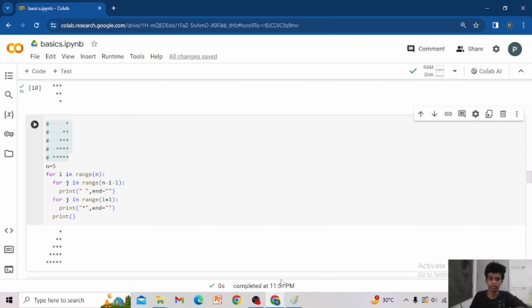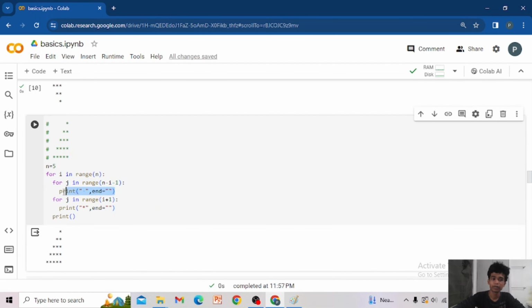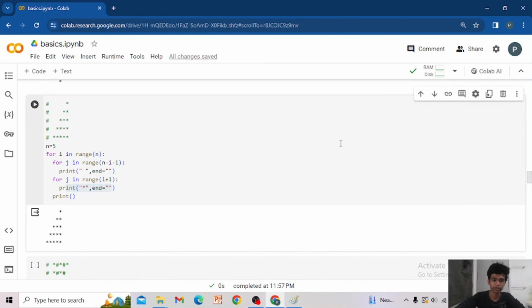Okay, just combine both. Now see here, for i in range of n, for j in range of n minus i minus 1. We found it, right? Now again, this is for space. And then for star, we want to go up to i plus 1, and then print this star. Okay. Now let me submit it. Yes, fine.